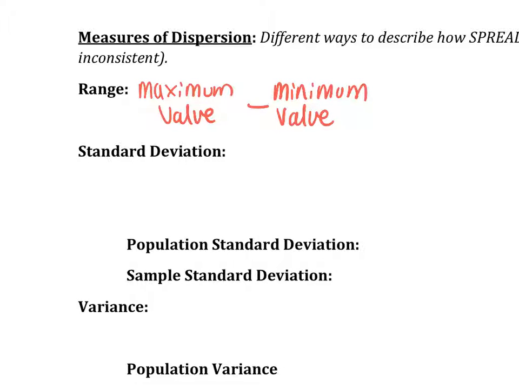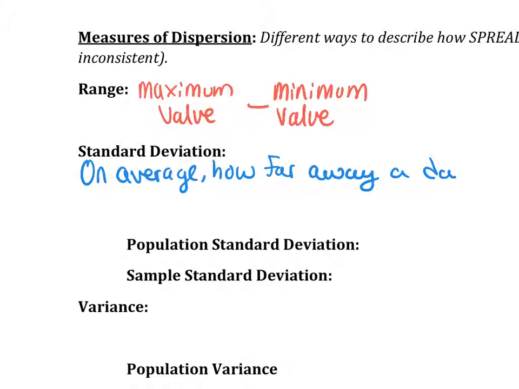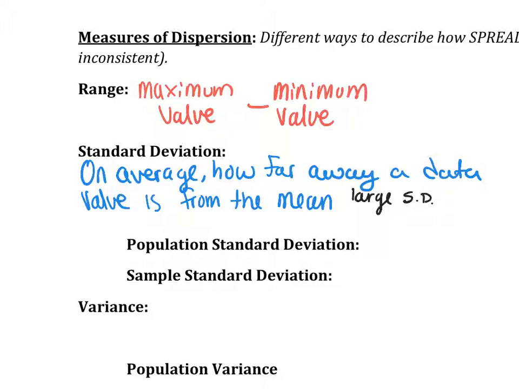Then there's standard deviation. Standard deviation tells you, on average, how far away a data value is from the mean. So if we have a large standard deviation, that means we're spread out. Our data is very spread out and inconsistent. Then a small standard deviation means our data is close together or consistent.